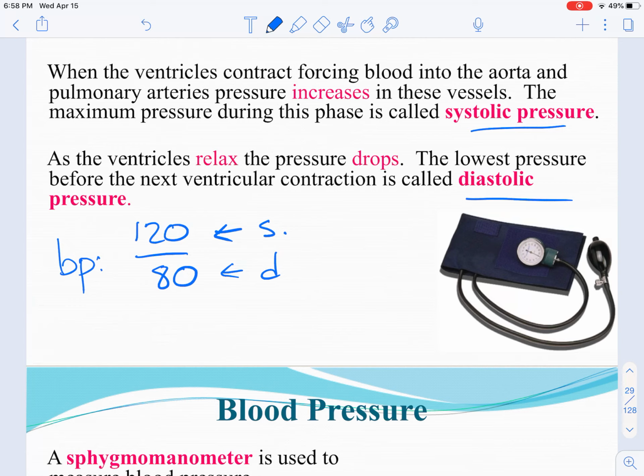If you just think of a plant dying, it's like the lower number. Diastolic, it's not the high pressure one. So normally, as you exercise, you can have your systolic pressure go up.